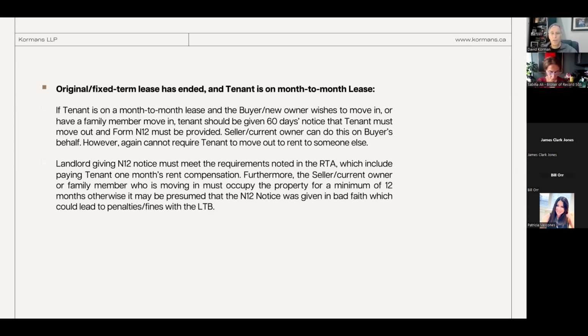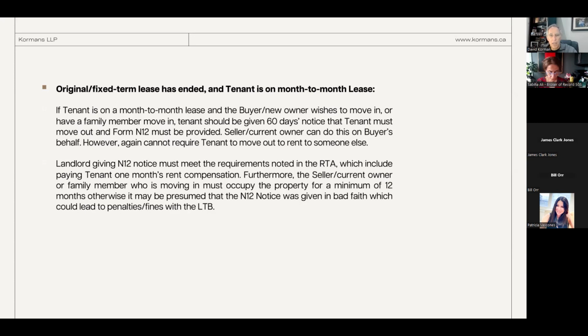Now, whoever's providing this, that family member has to bona fide occupy it, and they have to come in for a minimum of 12 months. Otherwise, that N12 is presumed to have been given in bad faith, and there could be penalties and damages, etc., through the Landlord and Tenant Board.